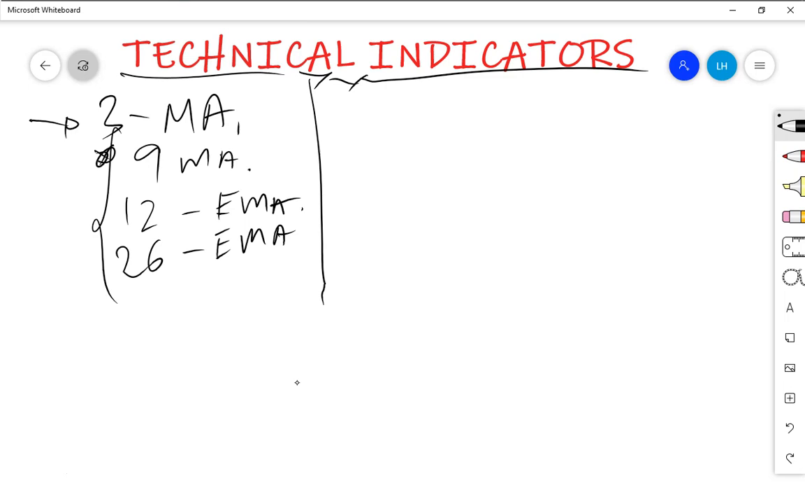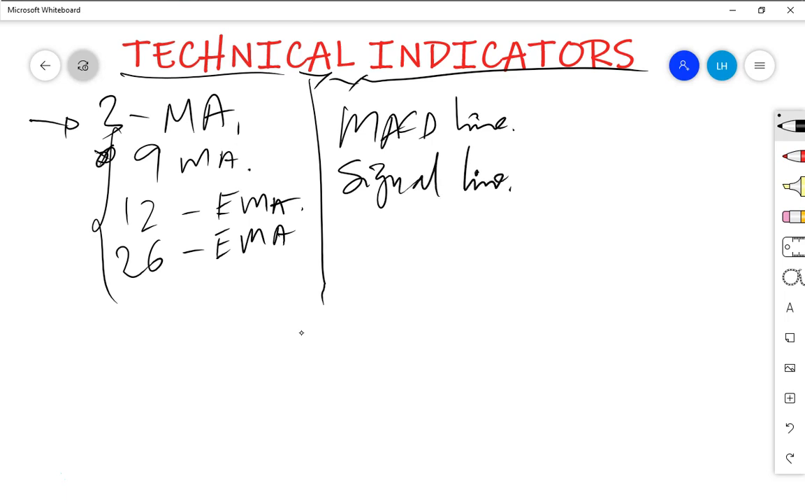So the MACD structure is composed of 3 things, and mainly it shows two lines: the MACD line and the signal line. Those are the two things that we see in MACD. We don't see those three moving averages; basically we see only two lines, because certain mathematics have been done there to incorporate those moving averages.